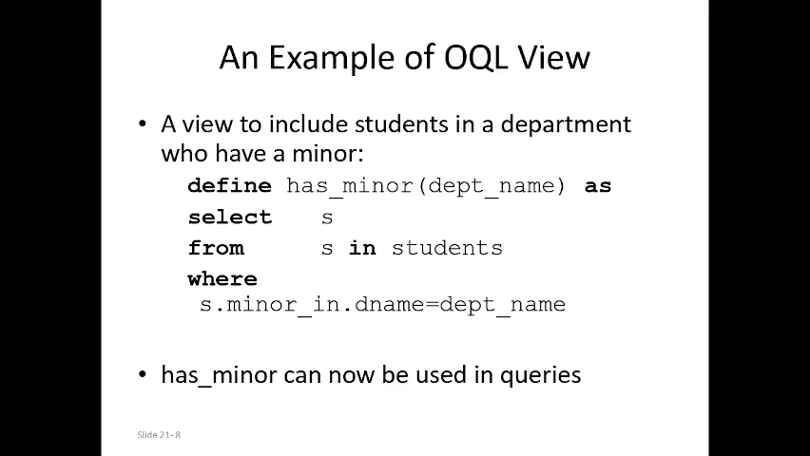Okay. So we can define a view like has_minor in some particular department. It will select student details who have a minor in some particular department. So now we can use has_minor in queries, for example, has_minor of computer science. It will return a bag of students minoring in the computer science department.